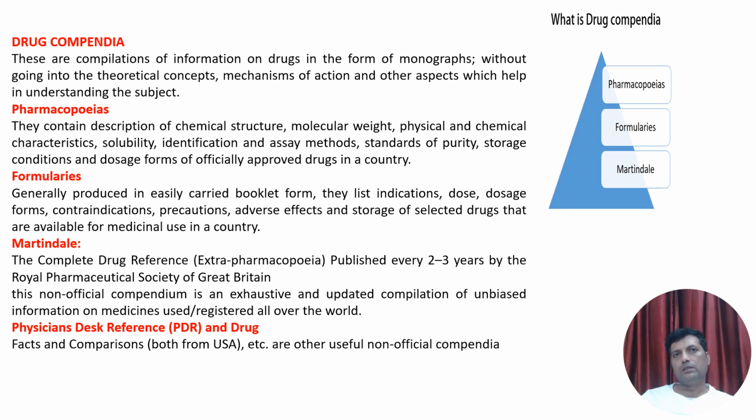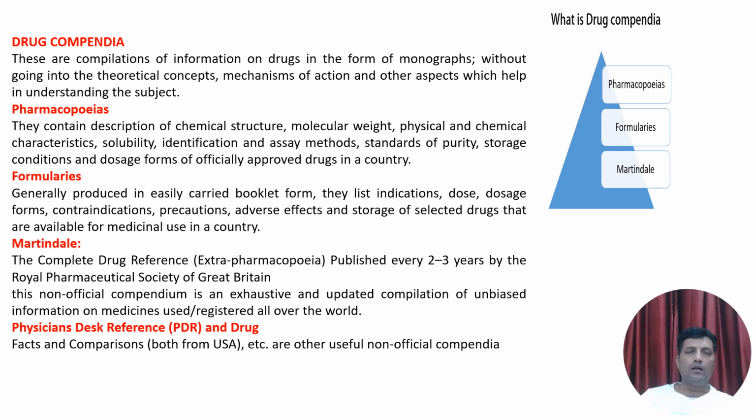Pharmacopoeia. They provide descriptions of the molecular weight, physical and chemical properties, solubility, identification and assay techniques, purity criteria, storage requirements, and dosage form of medicines that have been formally approved for use in a given nation. They are helpful to regulatory agencies and drug makers, but not to doctors because the majority of them never encounter a pharmacopoeia. Examples include the United States Pharmacopoeia, Indian Pharmacopoeia, British Pharmacopoeia, and European Pharmacopoeia. These are the examples of pharmacopoeia.